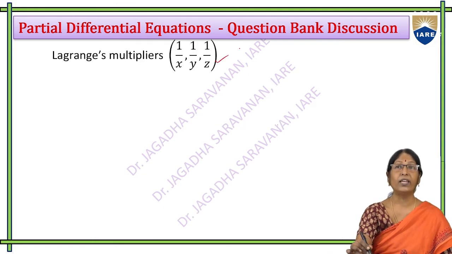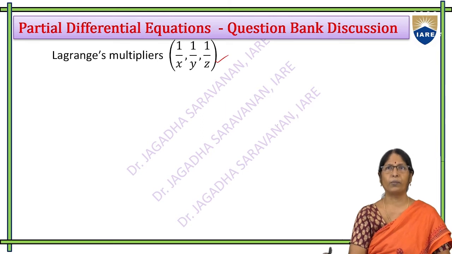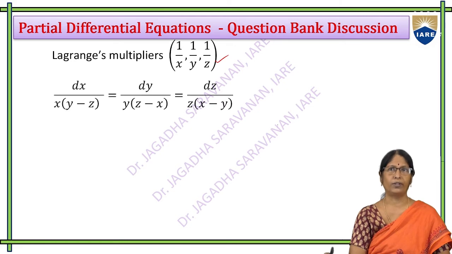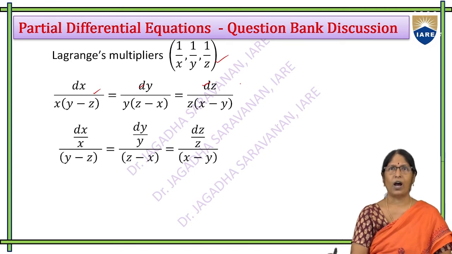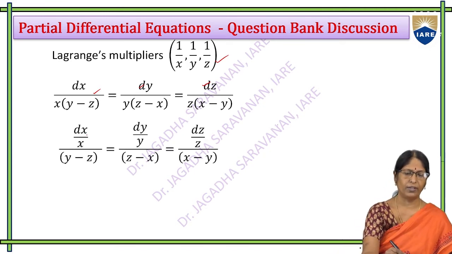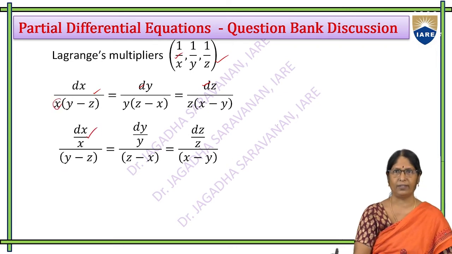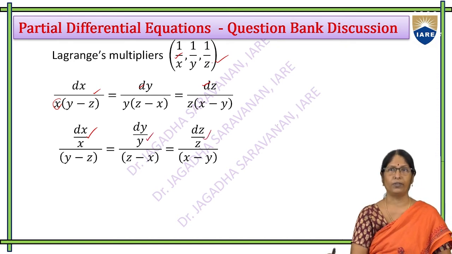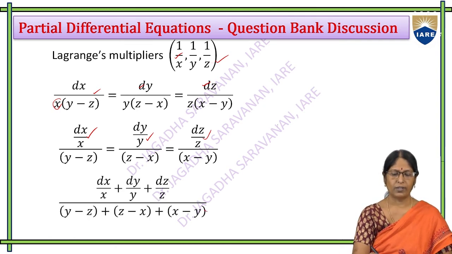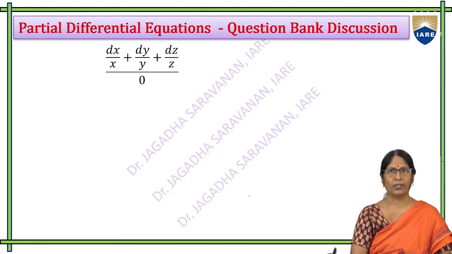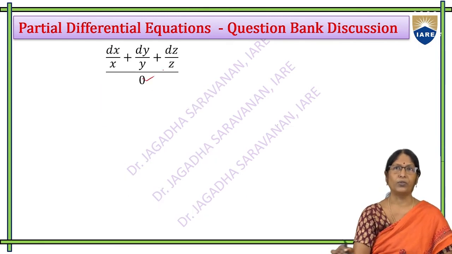For the second solution, we have taken the multipliers 1 by x, 1 by y, 1 by z, for the first member, second member, and third member. Up and down we are multiplying. The first member we multiply here, this x gets cancelled. Second member with 1 by y, third member with 1 by z. Then we add the numerator and denominator. This result should be equal to 0. Yes, we obtained 0.